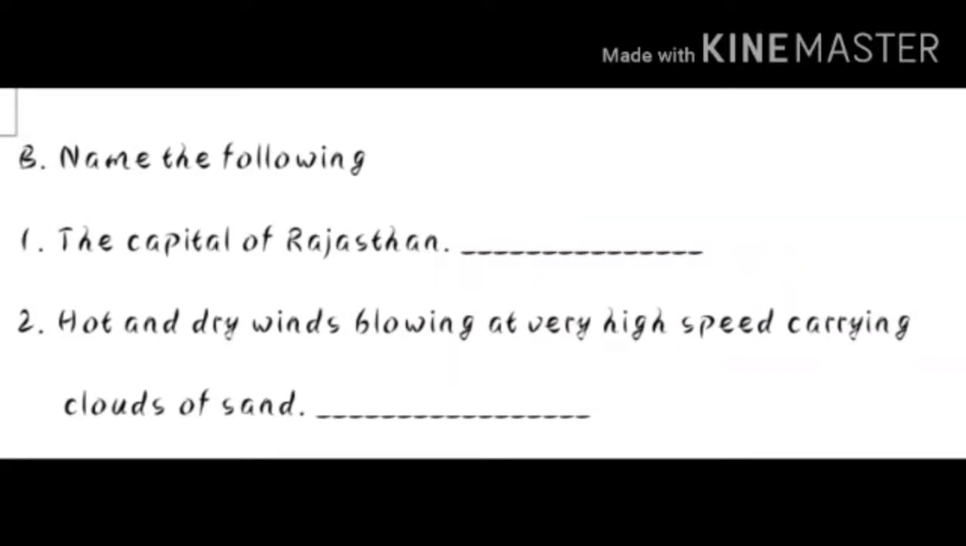Page number 37. B. Name the following. Question number 1. The capital of Rajasthan. The answer is Jaipur. Jaipur is the capital of Rajasthan and it is also known as the Pink City. So, the capital of Rajasthan, Jaipur.